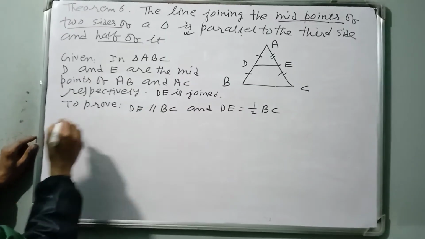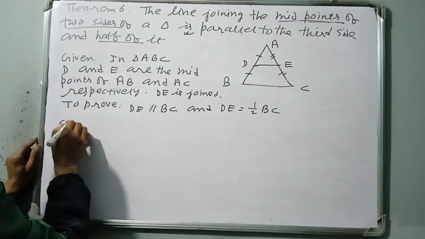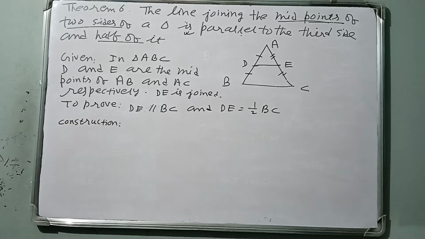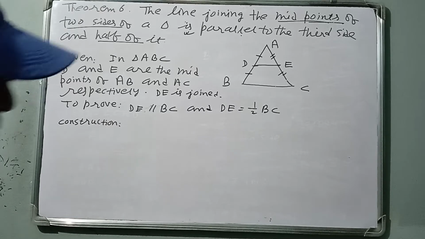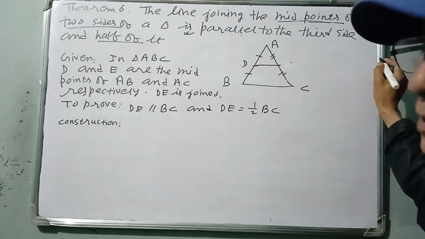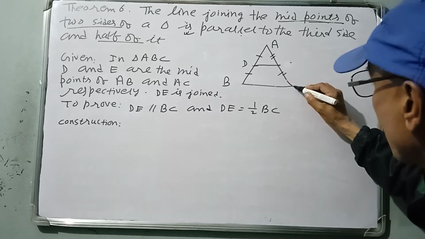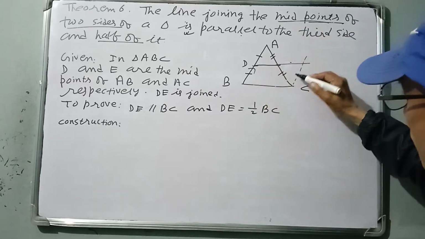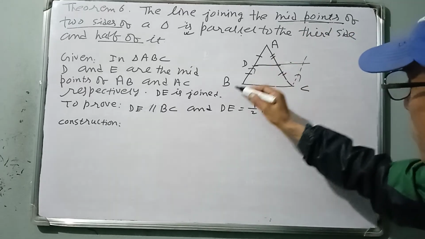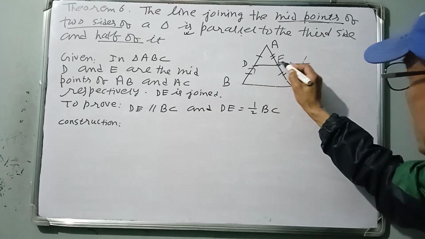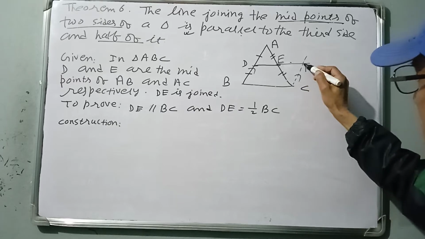Given, to prove, construction is needed. Do you think construction is needed? Yes. How to construct? See, for construction, either you can produce it or you can just make one line parallel to it and just produce it.